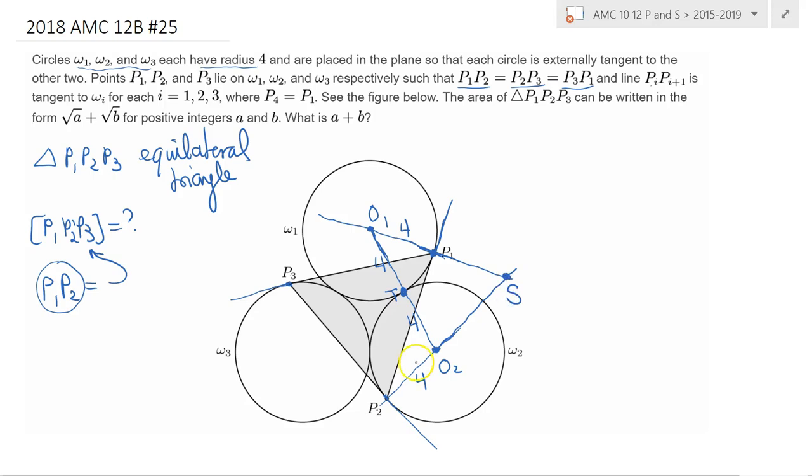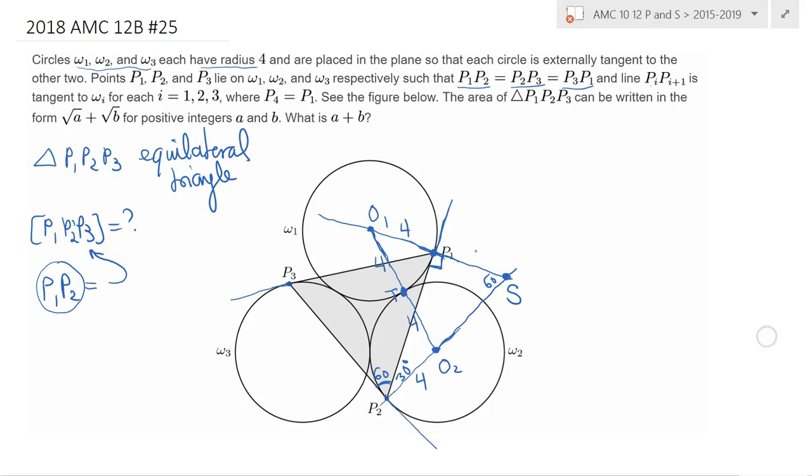Let's try to do some angle chasing. For instance, we already know that this is an equilateral triangle, so this gray angle is 60 degrees, suggesting that this one here is 30 degrees. What else do I know? Yes, this is a 90-degree angle, obviously, right? So that's how convenient. We have a 30-60-90 triangle here.